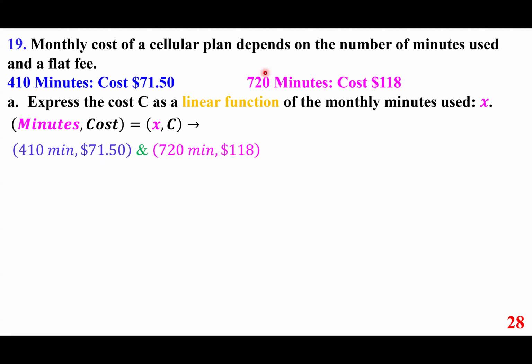The slope is rise over run, y sub 2 minus y sub 1 over x sub 2 minus x sub 1. But we are going to use c sub 2 minus c sub 1 over x sub 2 minus x sub 1. Again, I write what we normally use and what we have to use now. So it's 118 minus 71.50 over 720 minus 410.